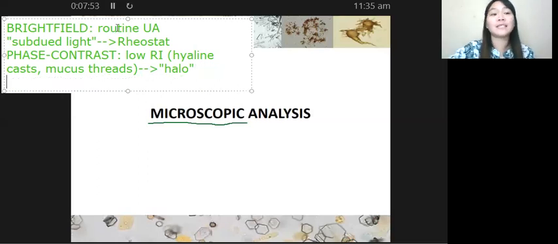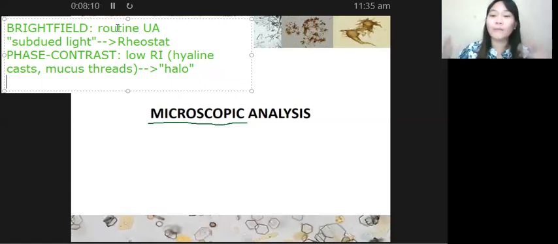So that's the difference as compared to your bright field. Bright field has no halo effect. Our phase contrast microscope has a halo effect. That's why we can see things more easily as compared to your bright field microscope.